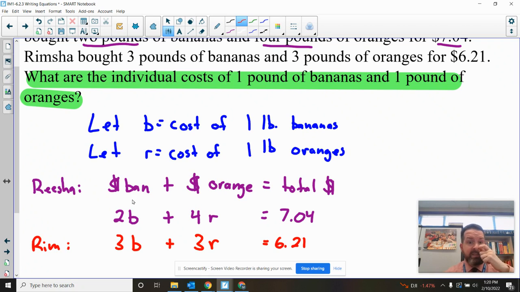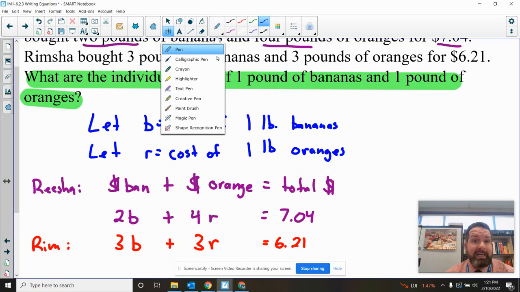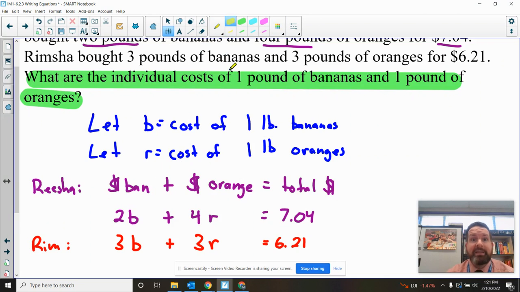So in both cases, we had to recognize that the total money spent was the banana money plus the oranges money. And the way you find the banana money is the number of pounds times the cost per pound. And same for the oranges, number of pounds times the cost per pound. And for today, again, that's enough. Just writing the equations is what I want you to be able to do. Talk more about how you can then solve that system of equations in the upcoming days.